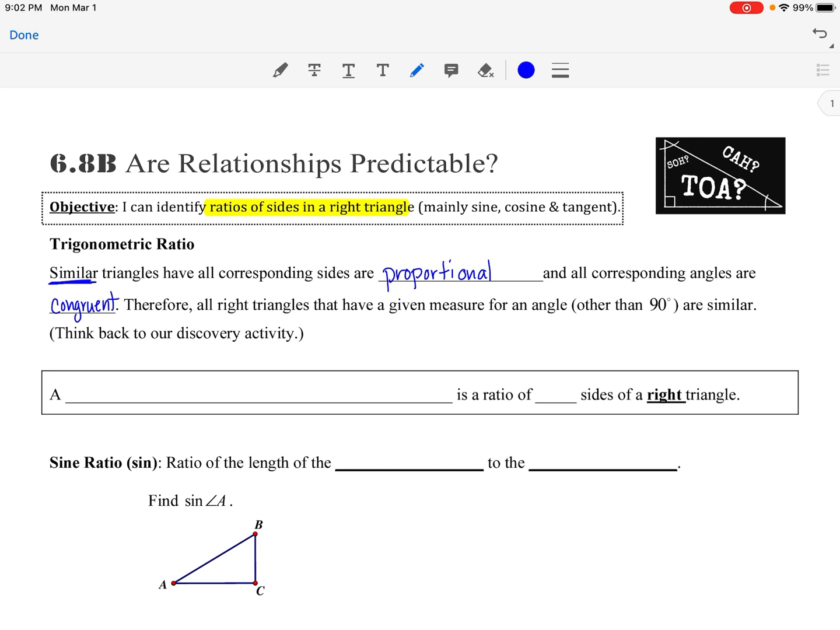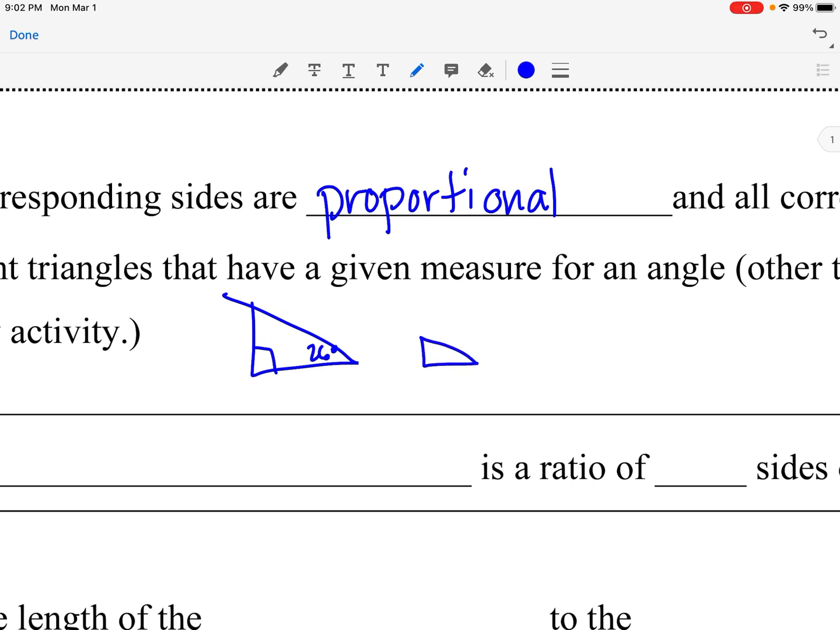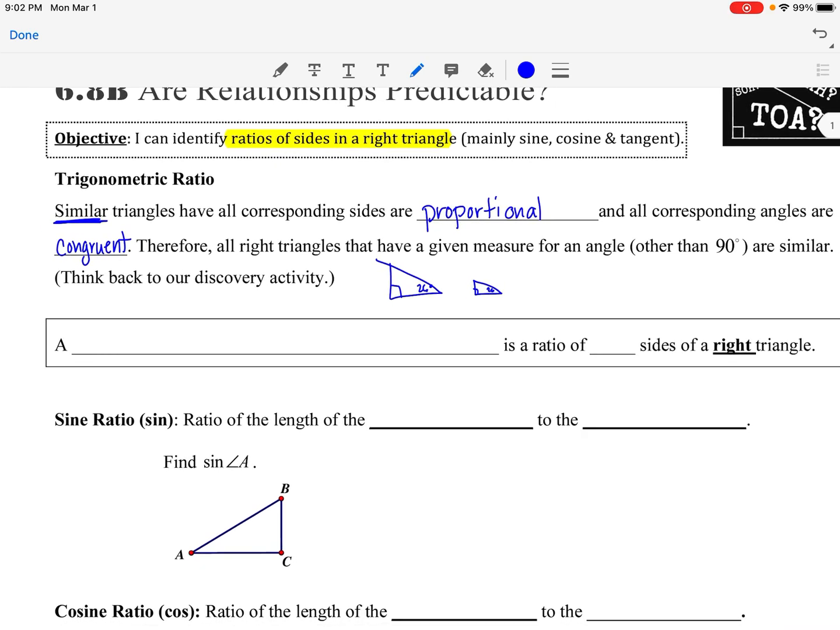When we look at right triangles that have a given measure for any angle other than their 90 degrees, for example, let's say I have a right triangle here that has an angle of 26 degrees, and I have another one, a little bit smaller, that also has an angle of 26 degrees. These two are going to be similar to each other. So the sides are proportional, all of the angles are congruent. We're going to be looking at these proportional sides in what are called trigonometric ratios.